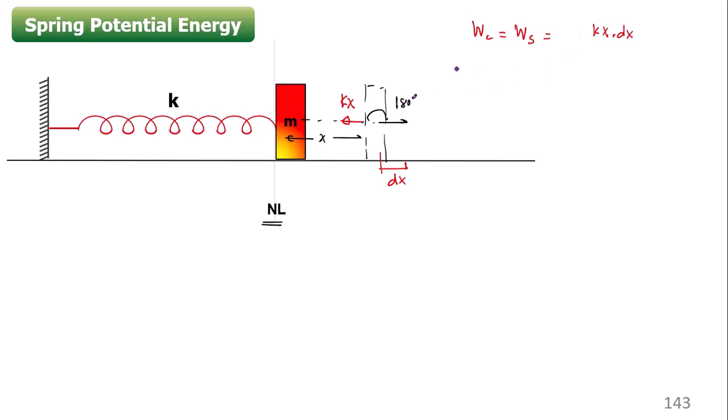So the small work done in moving the spring from point A to point B by dx distance, let us say dW. So dW is a small work done. So it is how much? That is equal to kx into dx, but since cos of 180 is minus one, it is minus kx dx.